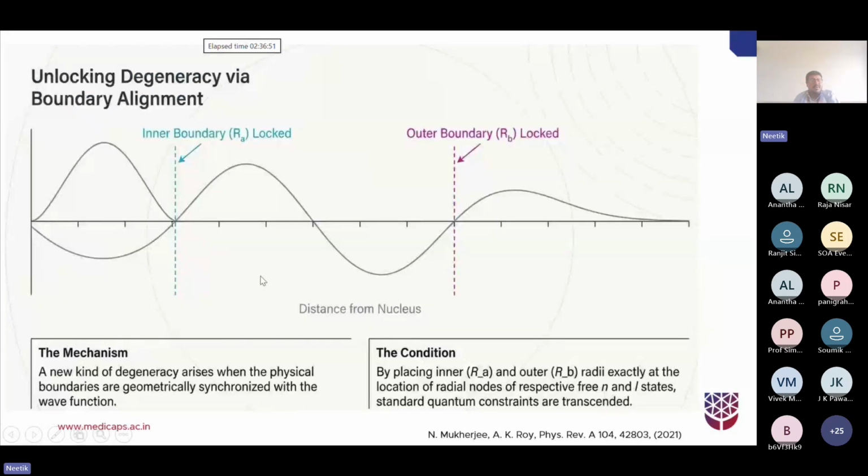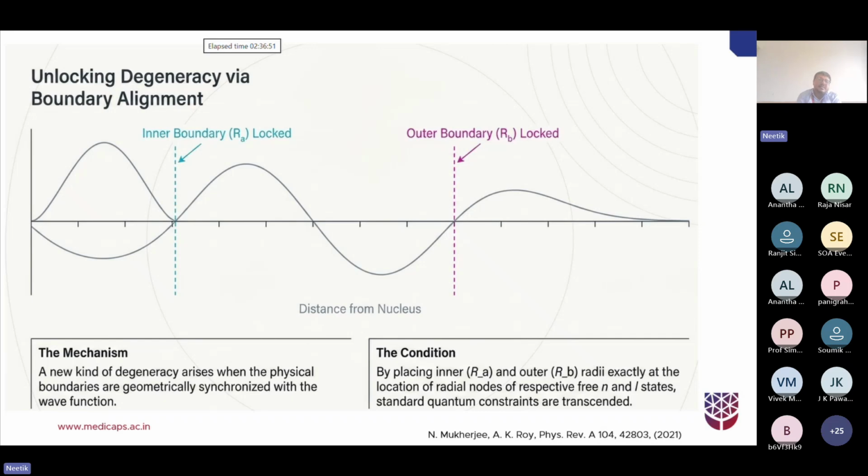Similarly, if we place the boundary at RA, we will get one state with no node, and that has the same energy as the 4s state. Again, if we take the boundary from RA to RB and take this wave function, then it is a one-node system, and the energy is the same as the free hydrogen atom. So by controlling this boundary, we can generate 10 such states, all associated with the 4s orbital, and they have the same energy.